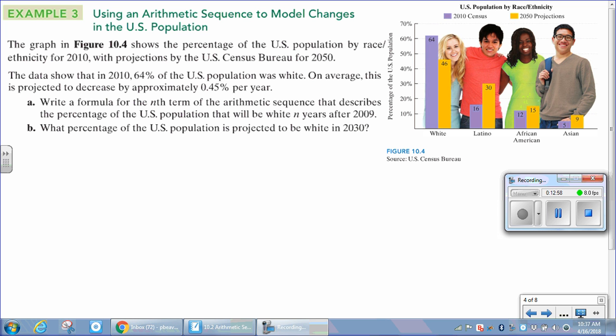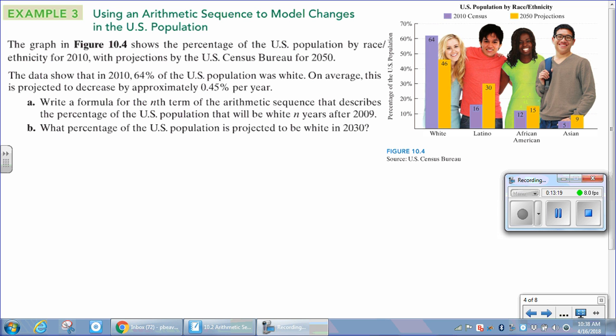Do you want me to read it, or you want me to read A and B? Yeah, read A and B. Write a formula for the nth term of the arithmetic sequence that describes the percentage of the U.S. population that will be white in the years after 2009, and what percentage of the U.S. population is projected to be white in 2030.